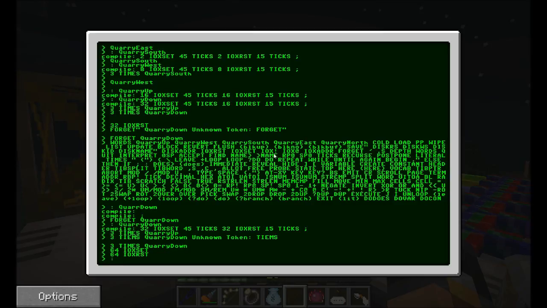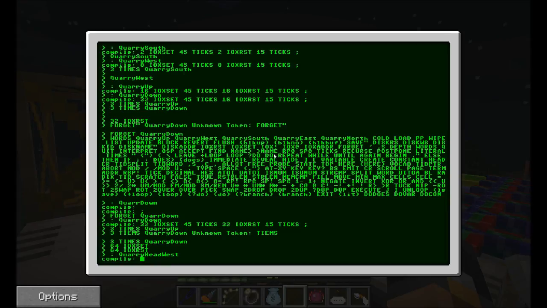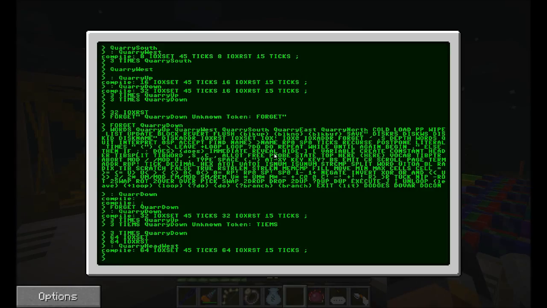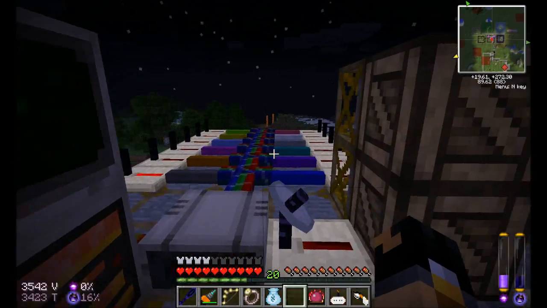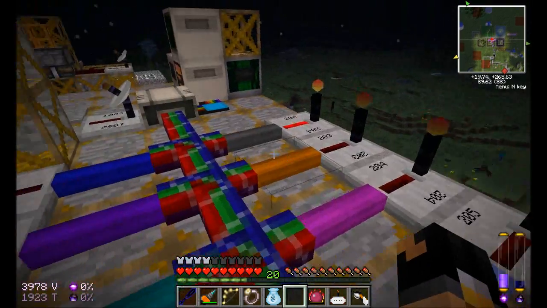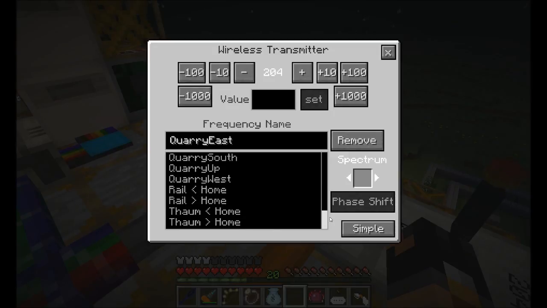Just like everything else: 64 IOX set, 45 ticks, 64 IOX reset, 15 ticks. I don't know if I can run the motors a little bit faster with this 45 tick delay and 15 tick delay, but this works, so I'm going with it. Okay, so I'm just going to turn on that. That probably just broke something. So this I want to turn to 209, which is the Quarry Head East.